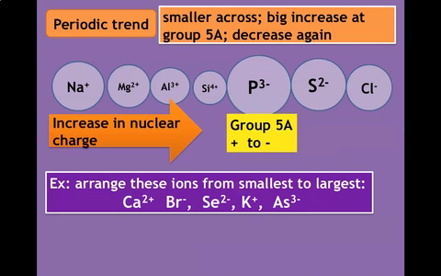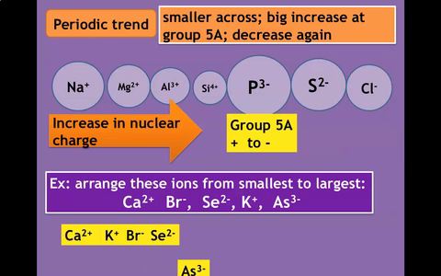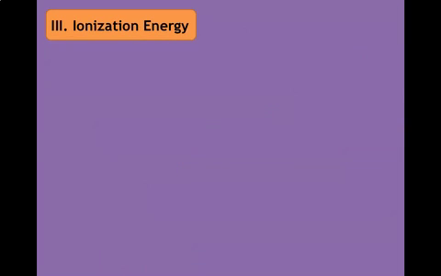So if we arrange these from smallest to largest, again, we're going to have to take into account where they are. So calcium is going to be smaller than potassium, then bromine, selenium, arsenic is last.